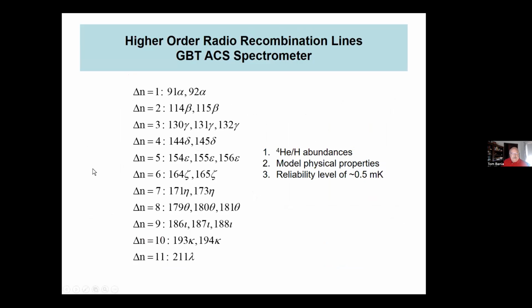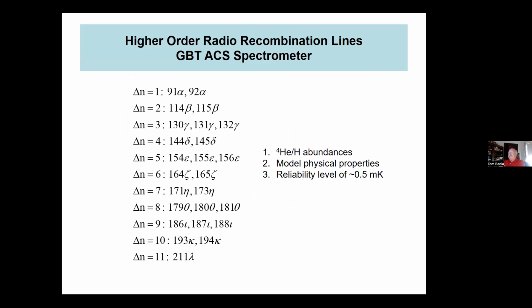With the GBT ACS spectrometer, we could tune the 16 lines, usually 8 tunings at 2 polarizations, and always 8 tunings at 2 polarizations, 50 megahertz bandwidth, and 4096 channels, not 296 channels. And these were the recombination lines that we had available. We couldn't do anything about them. They were in our spectra.